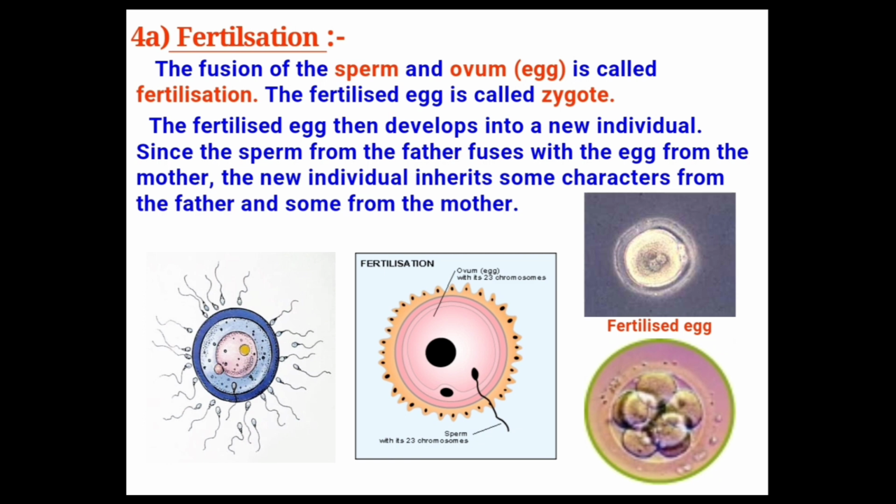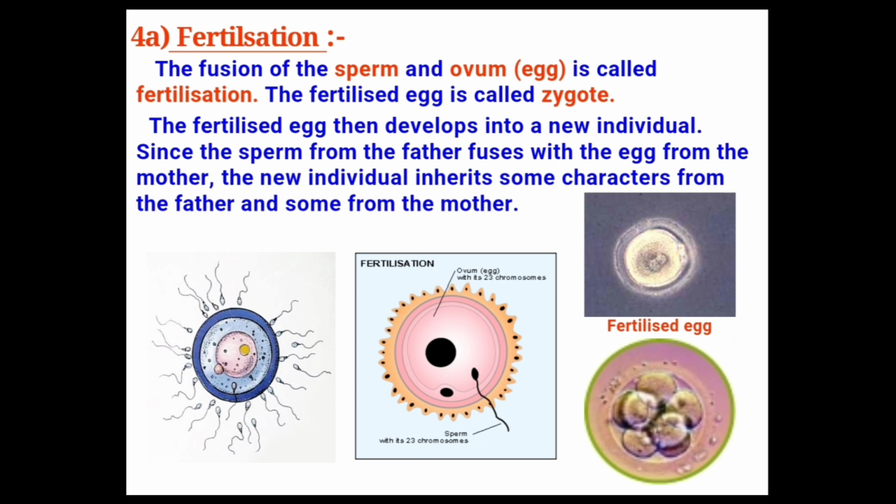What are the examples where external fertilization takes place? Frog, fish, starfish, etc., and many more examples. Examples are very important. Whatever content you are going to write down, you have to write the examples.